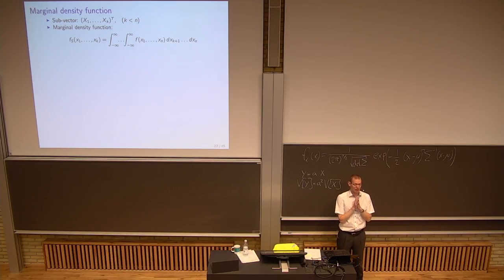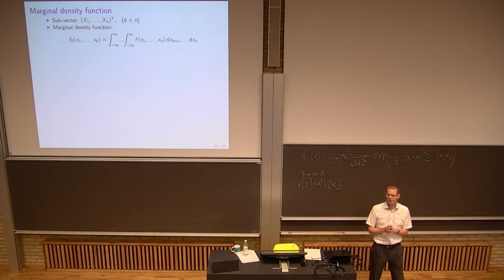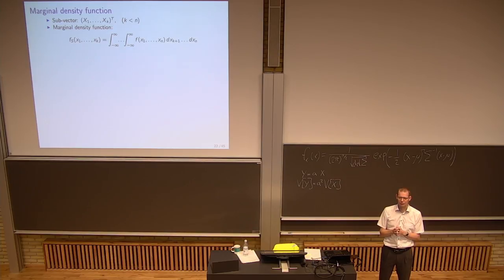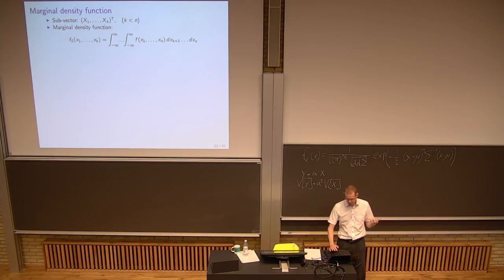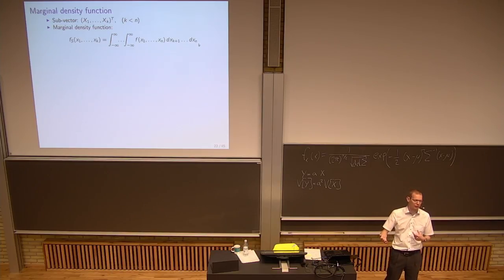Now, the marginal density function. Do you recall what that means? Yes? Exactly. So what you do is that you say, well, now I'm only interested in, say, the first k dimensions. And then what you do is that you integrate out the joint density function over the remaining dimension from k plus 1 to n. So that's what you do.